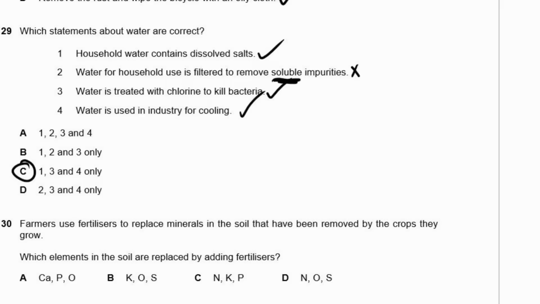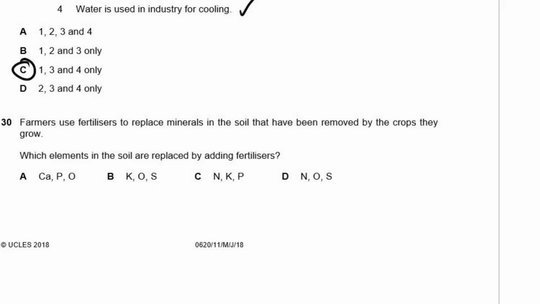So C. Question 30. Farmers use fertilizers to replace minerals in the soil that have been removed by the crops they grow. Which elements in the soil are replaced by adding fertilizers? Calcium, phosphorus, and oxygen? No. Fertilizers don't add calcium or oxygen to it. Potassium, oxygen, or sulfur? Nope. Oxygen, again, you just get from the air. And sulfur, I can't see how that would be useful.